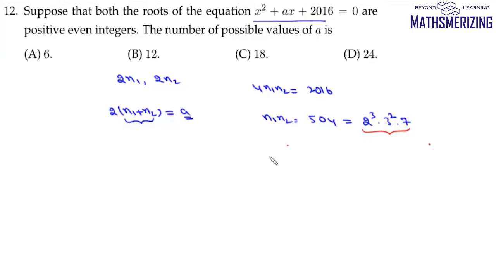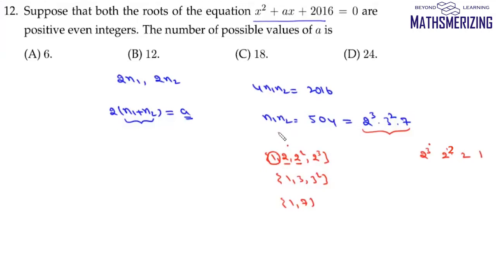So for this 2 cube, there are 4 options: either we have 1, 2, 2 square or 2 cube. For this 3 square, we have 3 options, 1, 3 and 3 square. For this 7, we have 2 options, 1 and 7. So in one of the factors it could be 1, then here it will be 2 cube. If we take 2 here, it will have 2 to the power 2, for 2 square it will be 2, and for 2 cube it will be 1.